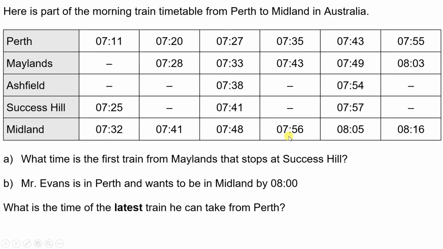He's in Perth though, so we need to go up to Perth, which is up to the top, and that train leaves at 7:35. So the time of the train is the time of the train which leaves where he is. So the answer is 7:35 rather than 7:56.